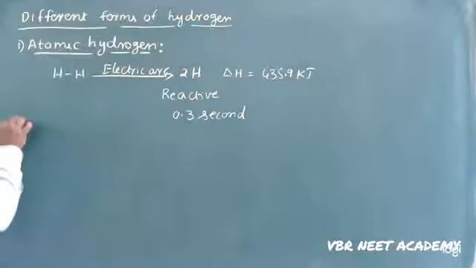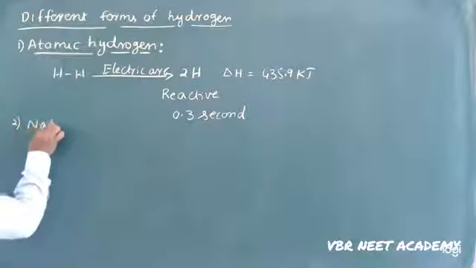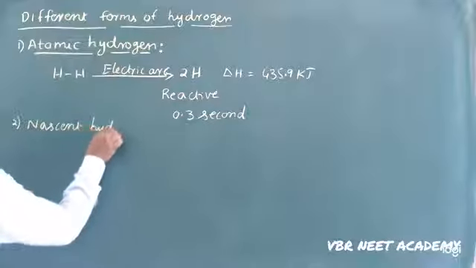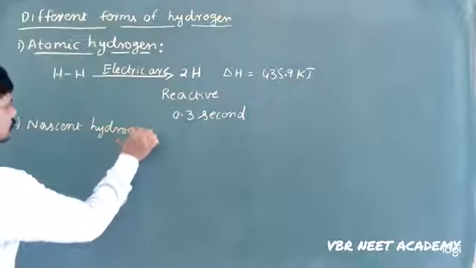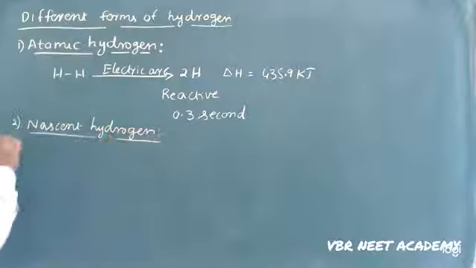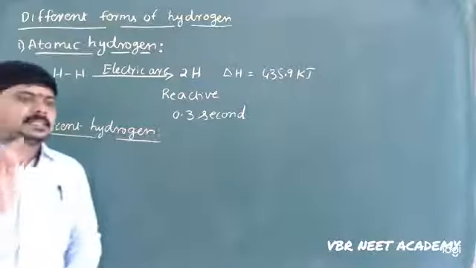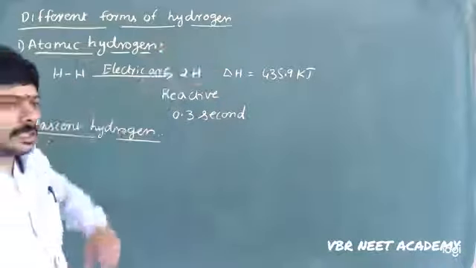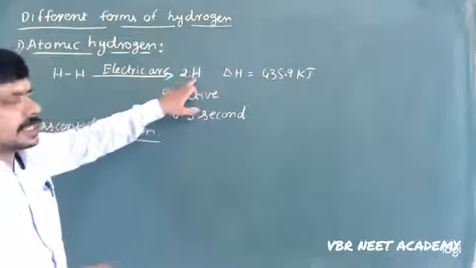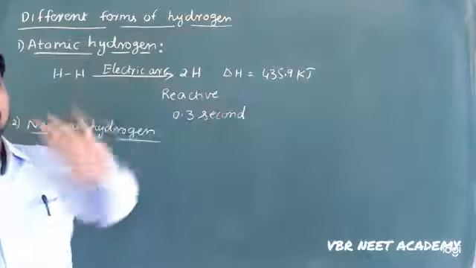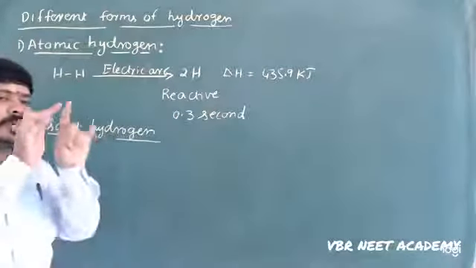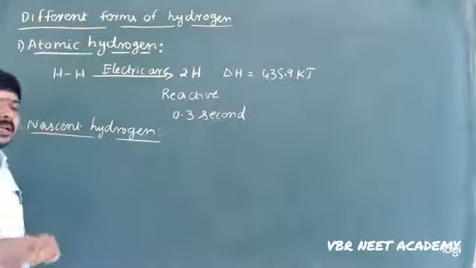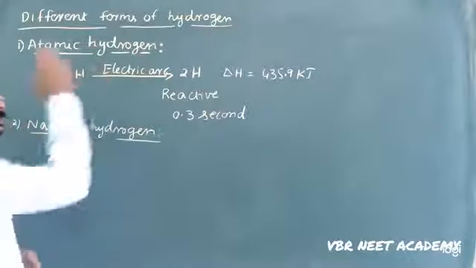And the next one is nascent hydrogen. The next form of hydrogen is nascent hydrogen. What is the difference between nascent hydrogen and atomic hydrogen? Atomic hydrogen we represent as only an H atom, but nascent hydrogen we write with a square bracket, indicating it is more reactive than atomic hydrogen.